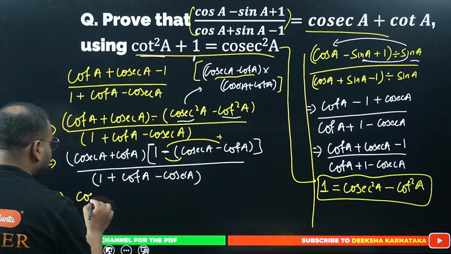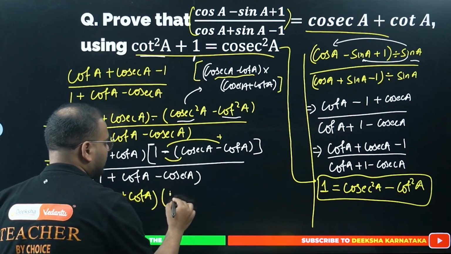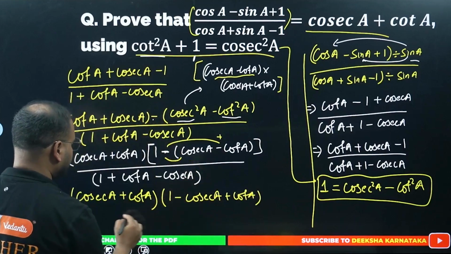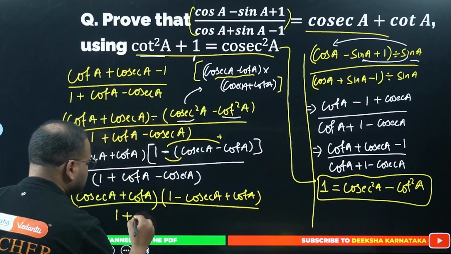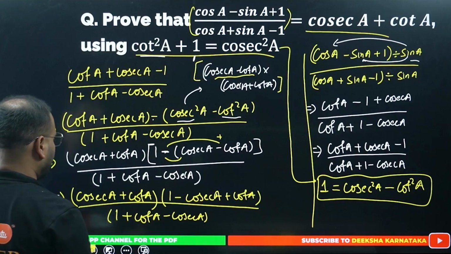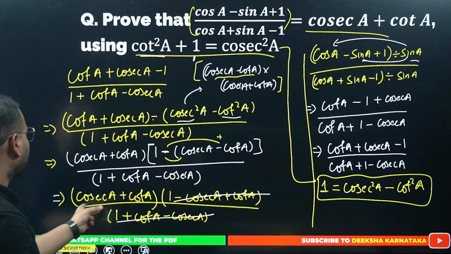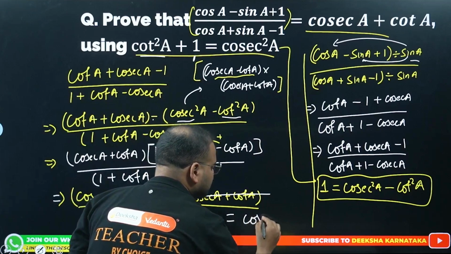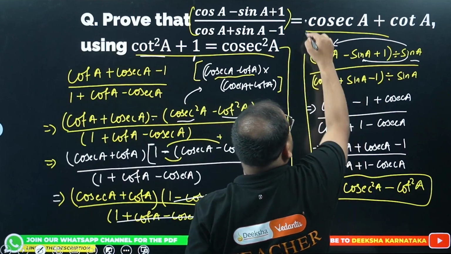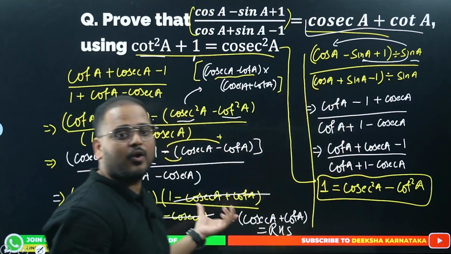Let's write one more step. Cosec A plus cot A times (1 minus cosec A plus cot A), expansion of the bracket, over the denominator 1 plus cot A minus cosec A. This is the same, no? 1 plus cot A minus cosec A in both, so this and this are completely gone. What is left? Cosec A plus cot A. So it is equal to cosec A plus cot A, which is nothing but my RHS. We took the LHS, simplified it and got my final answer.